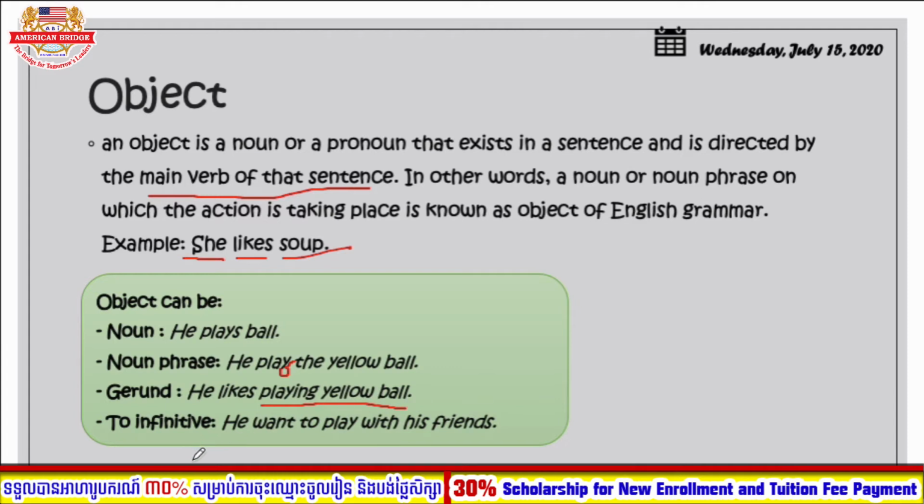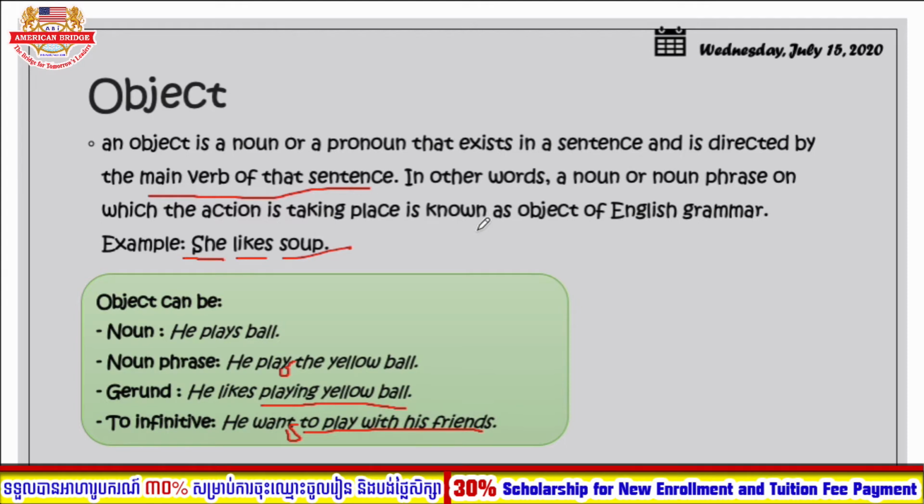We can also use to infinitive as the object of the sentence, as we learned from unit 3. He wants, okay, with S. Why did I forget S? Sorry. He wants to play with his friends. So want to do something. So to do something is the object of the sentence.